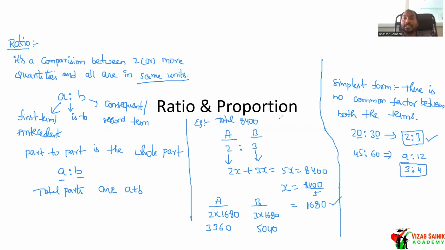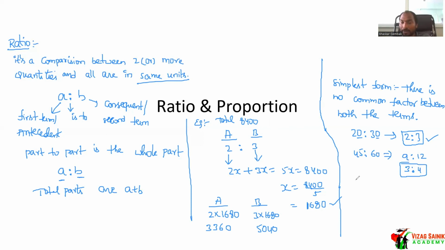So generally, a ratio is a comparison between two or more quantities, and all are in the same unit. The first term is the antecedent, the second term is the consequent, and together they are the whole part. Then I gave one example on ratio. Then we discussed the simplest form. Simplest form is nothing but there is no common factor or term between both the terms. That's called the simplest form.